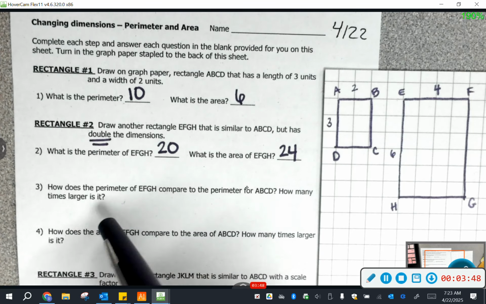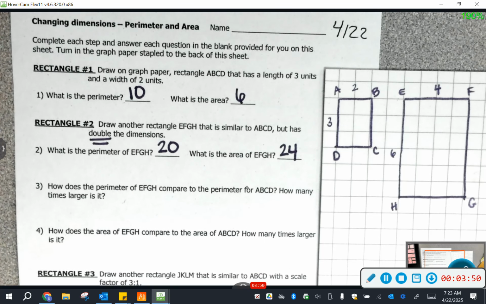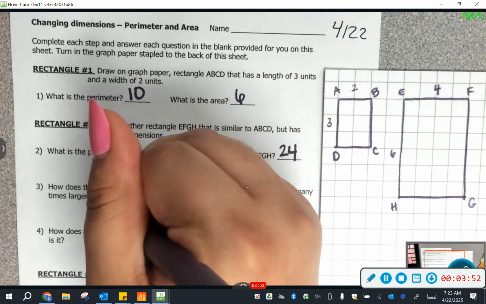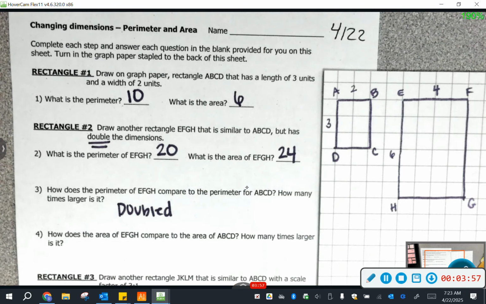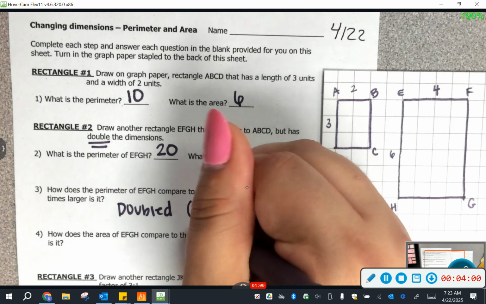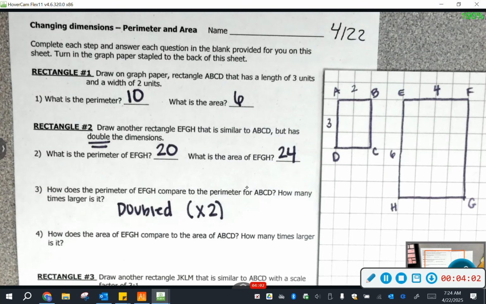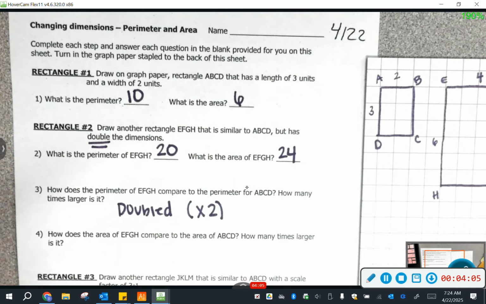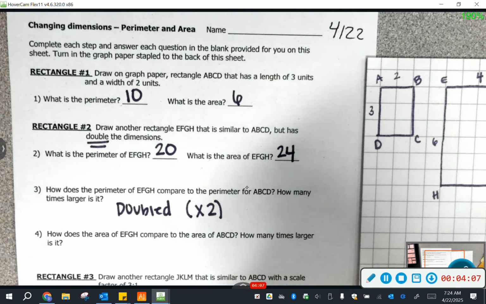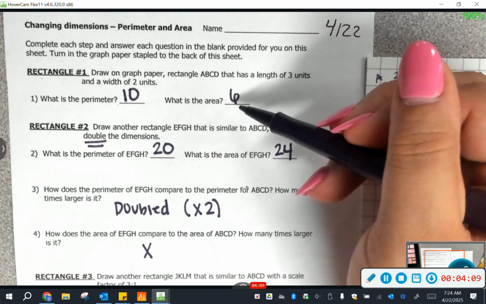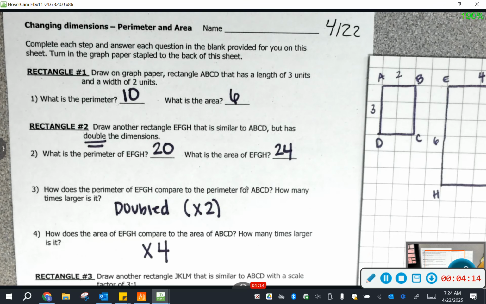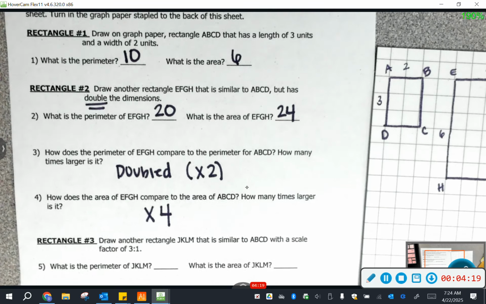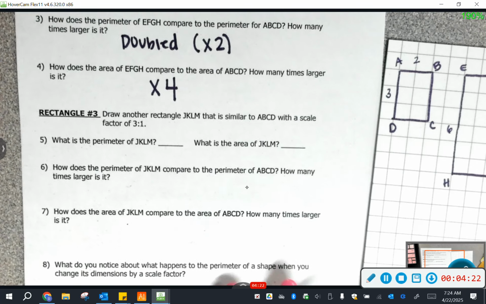What happened to the perimeter from here to here? It doubled. Do you agree it went from 10 to 20? That's times 2. It doubled. Times 2. What happened to the area from here to here? It multiplied. Do you agree 6 times what gives me 24? It times by 4. We're going to talk about where we got the 4 from in just a second.